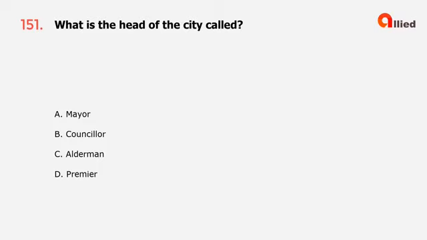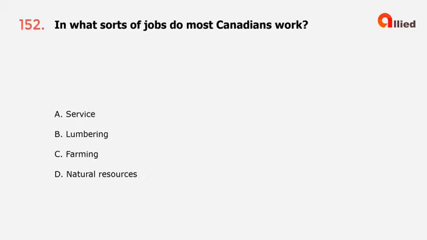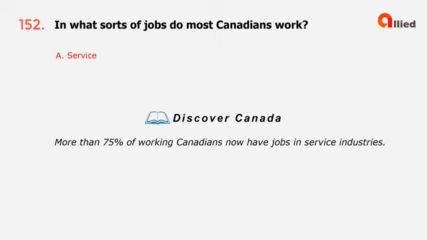Question 151. What is the head of the city called? A. Mayor. B. Councillor. C. Alderman. D. Premier. The answer is A. Mayor. Question 152. In what sorts of jobs do most Canadians work? A. Service. B. Lumbering. C. Farming. D. Natural resources. The answer is A. Service.